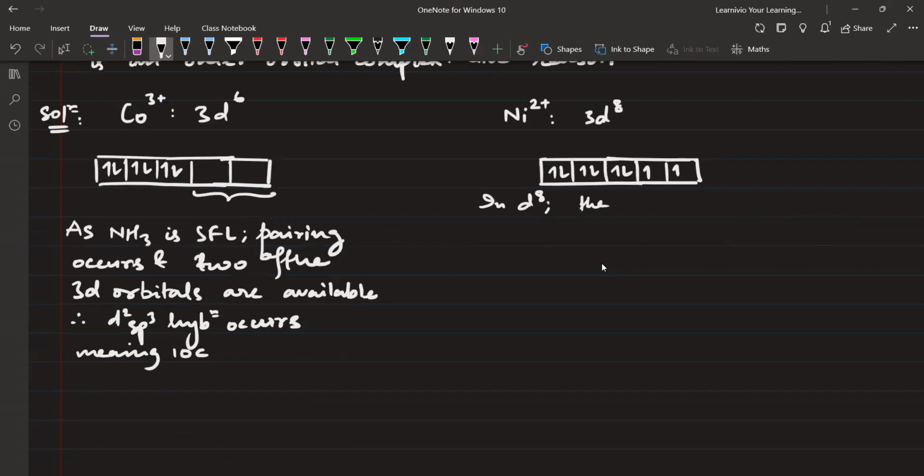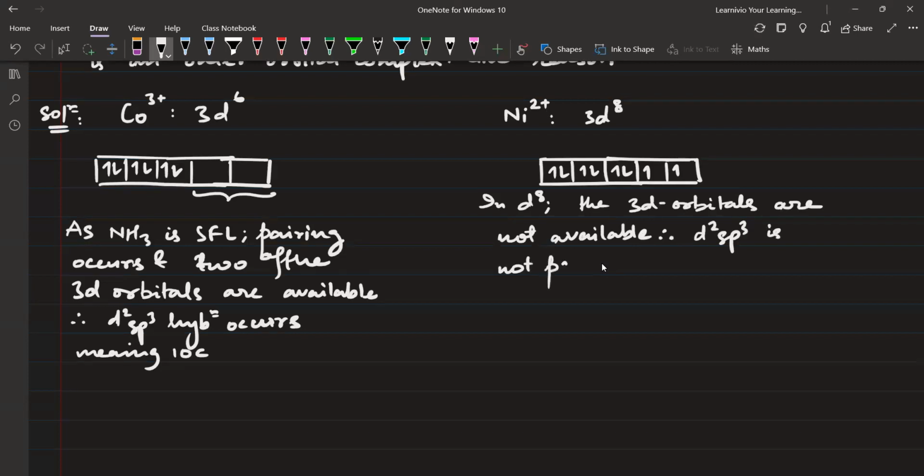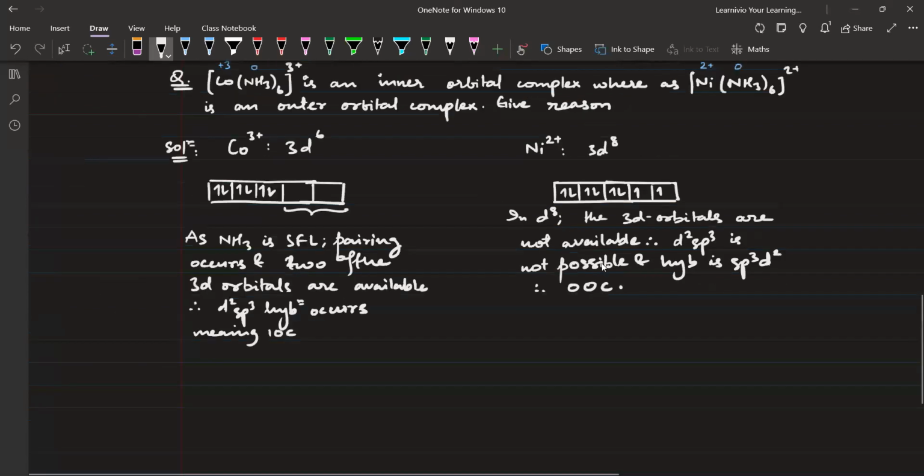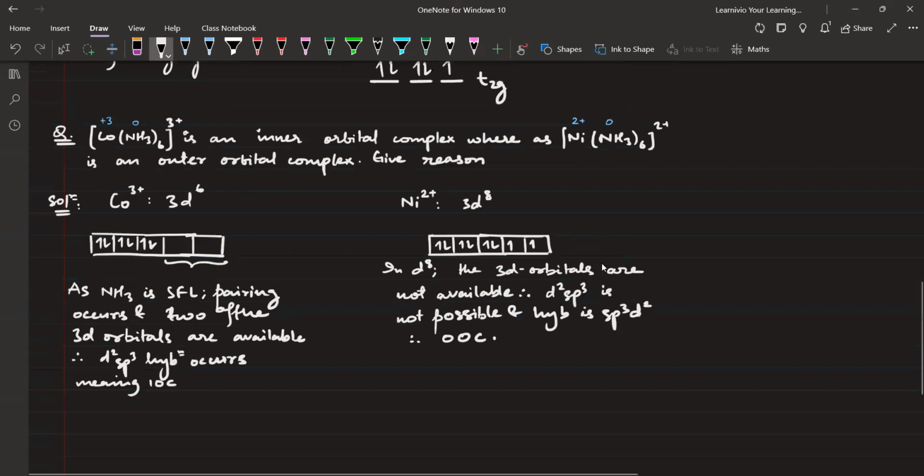In d8, the 3d orbitals are not available. Therefore, 3d orbitals are not available. Therefore, d2sp3 is not possible. And hybridization is sp3d2. Therefore, outer orbital complex. इसको लिख लीजिए, आंसर लिखा रहे हैं.